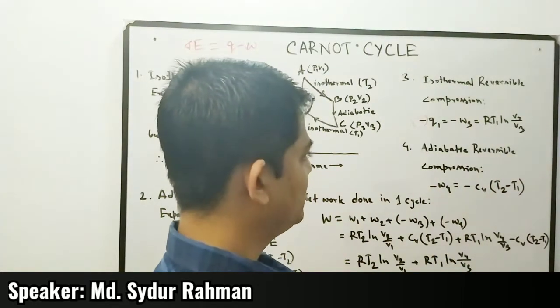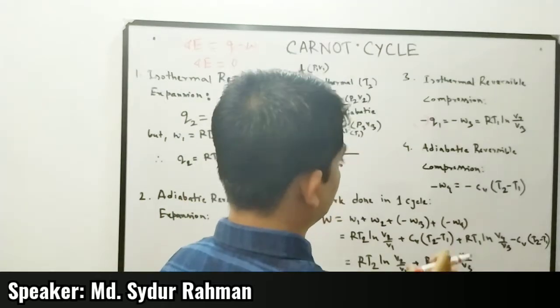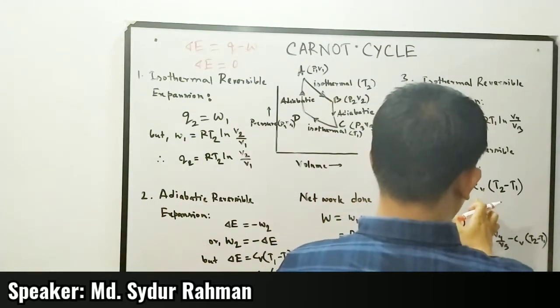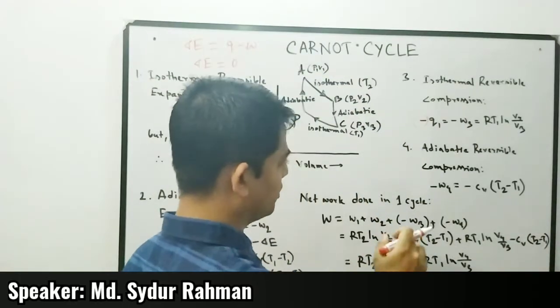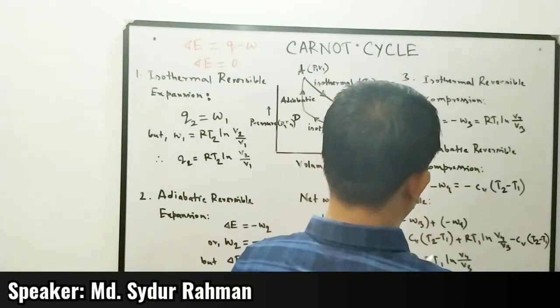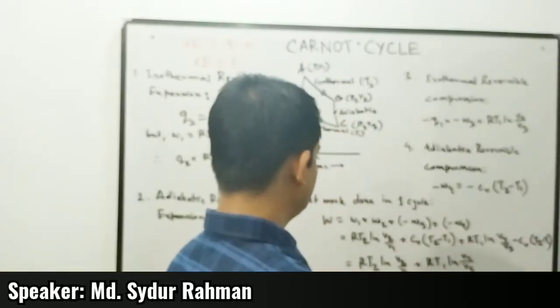And the fourth operation is adiabatic reversible compression, and here we get −W4 = −CV(T2 − T1). Here also W4 indicates the work which is done on the system.